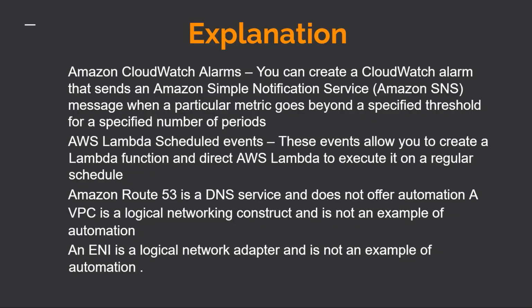Explanation. Amazon CloudWatch Alarms. You can create a CloudWatch alarm that sends an Amazon Simple Notification Service, Amazon SNS, message when a particular metric goes beyond a specified threshold for a specified number of periods. AWS Lambda Scheduled Events allow you to create a Lambda function and direct AWS Lambda to execute it on a regular schedule. Amazon Route 53 is a DNS service and does not offer automation. A VPC is a logical networking construct and is not an example of automation. An ENI is a logical network adapter and is not an example of automation.